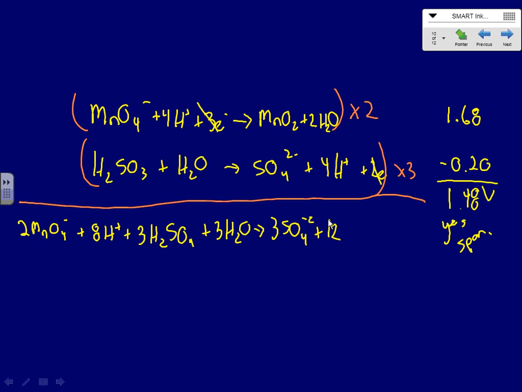4 times 3 is what, 12? 12H plus. The electrons are gone. Back up to the top. 2MnO2 and 4H2O, and I'm really close to my words that say yes, spontaneous.